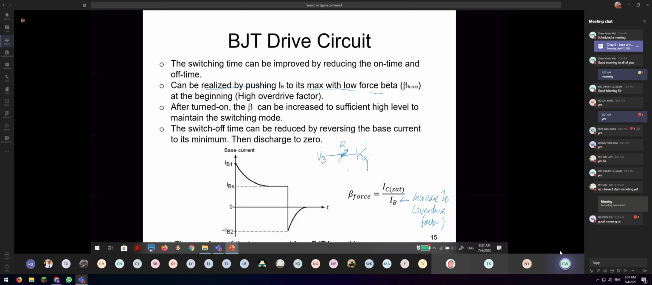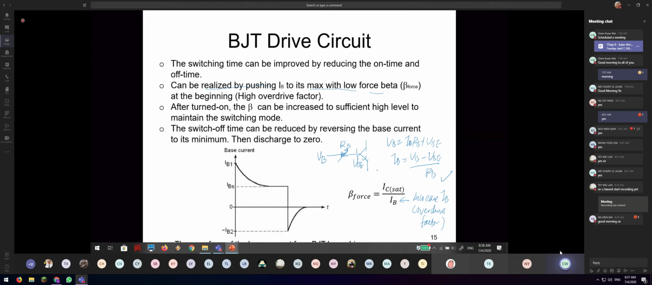This is a VB, for example. Okay. So here is a VBE. Because I know the VB equals IB RB plus VBE, I need to control the RB value. So the IB equals VB minus VBE divided by RB. See, if I reduce the RB value, I'll be able to increase the IB. So by this, I'll be able to control the overdrive factor.